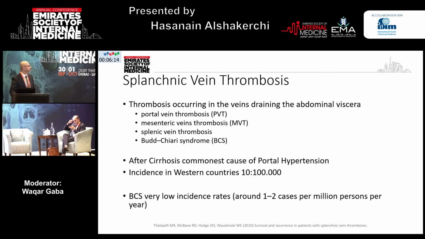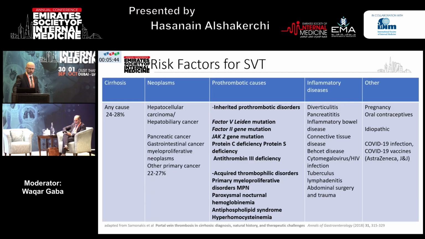So, splanchnic vein thrombosis, these are the definitions. I'll try and go quickly because of the time. It's either the hepatic vein, which is Budd-Chiari, or the portal vein, mesenteric vein, or splenic vein. These are the veins normally associated with splanchnic vein thrombosis. It's the commonest cause of portal hypertension after cirrhosis. Incidence in Western countries is around 10 in 100,000, much lower for Budd-Chiari.